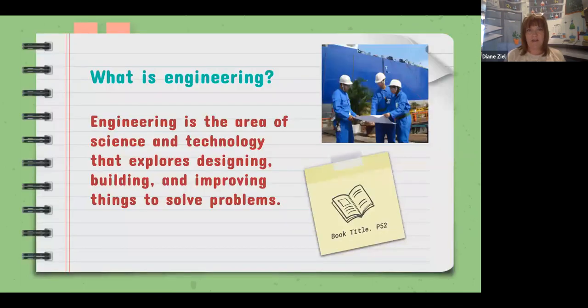So what is engineering? Well, engineering is the area of science and technology that explores designing, building, and improving things to solve problems. That's all technology is. It can be very simple to very complex. Here you see a group of engineers looking over plans. They are working through the design process to come up with a technology to solve a problem.